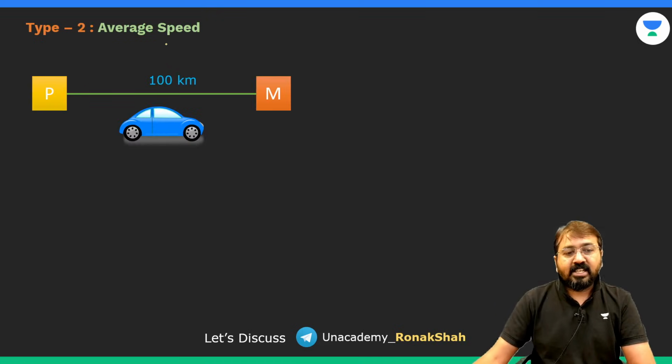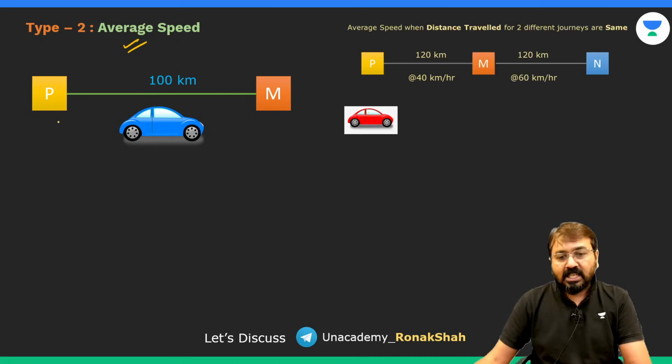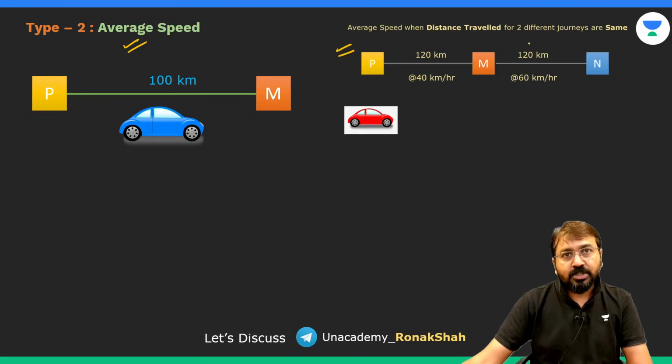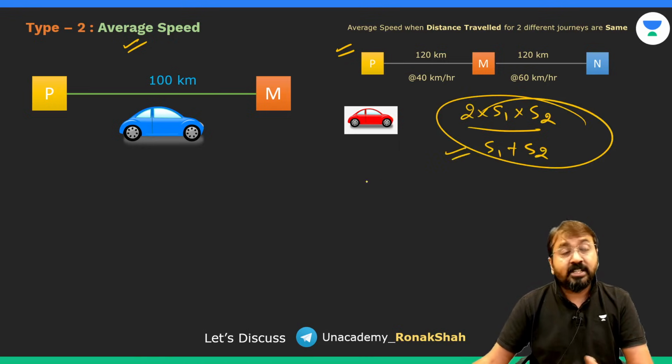Then the second variety is based on the average speed. You know the total distance traveled upon total time is the average speed. And there are two special cases of the average speed. First, when the distance traveled for two different journeys is the same, then average speed will be 2 into S1 into S2 upon S1 plus S2. So you can remember this formula so that you can quickly find out average speed in such a situation.